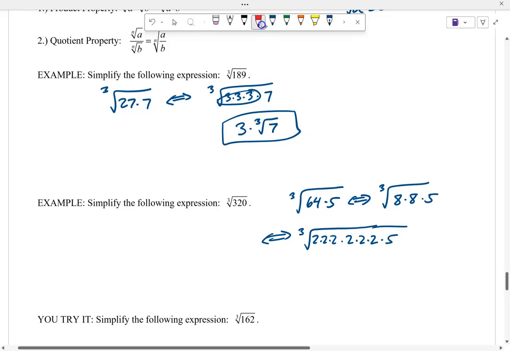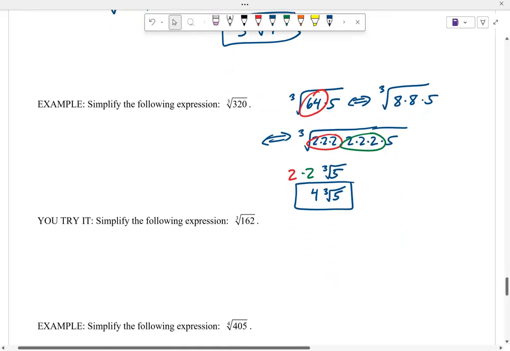Again, I'm looking for 3 of a kind. So a 2 will come out. Another 2 will come out. And I'm just left with the third root of 5 underneath. And I go ahead and multiply the red and the green 2 there. So I got 4 times the third root of 5. In all actuality, the third root of 64 is 4. If I had noticed that right there, the 64 is 4 times 4 times 4, I could have just done it right there instead of factoring it all the way to a bunch of 2s.